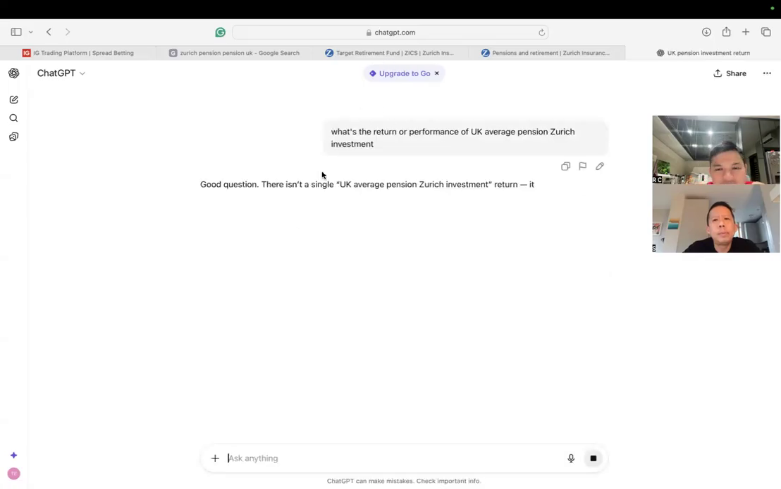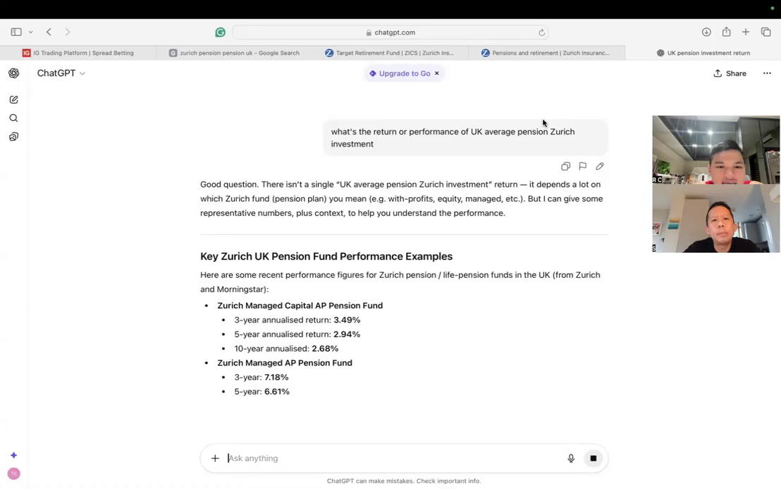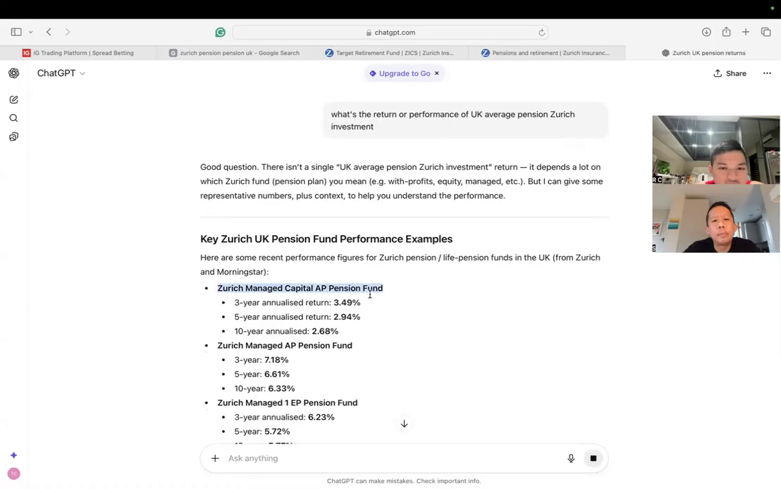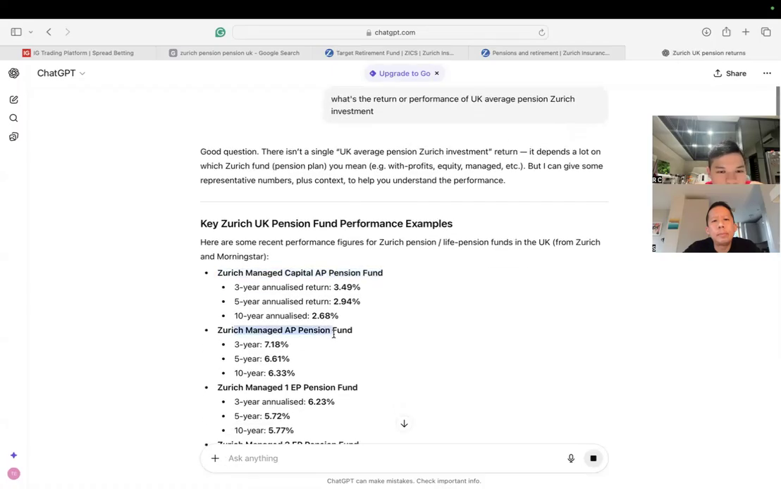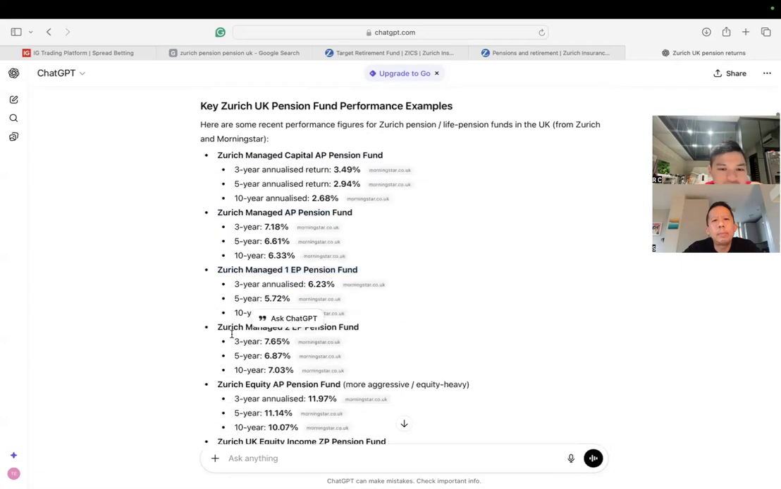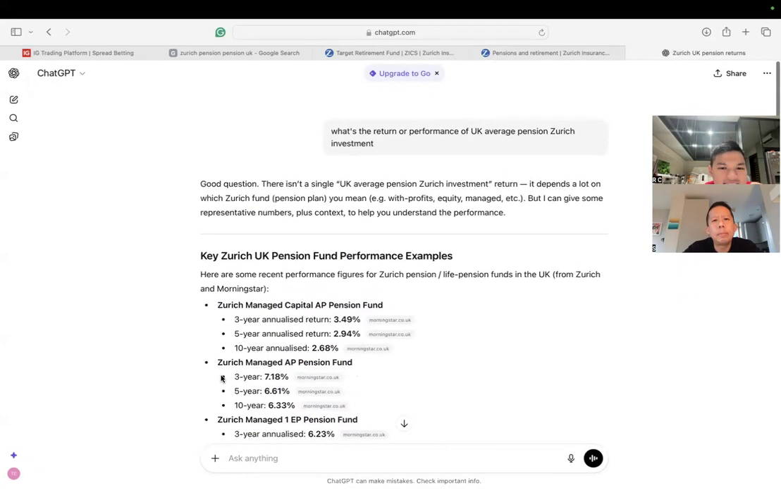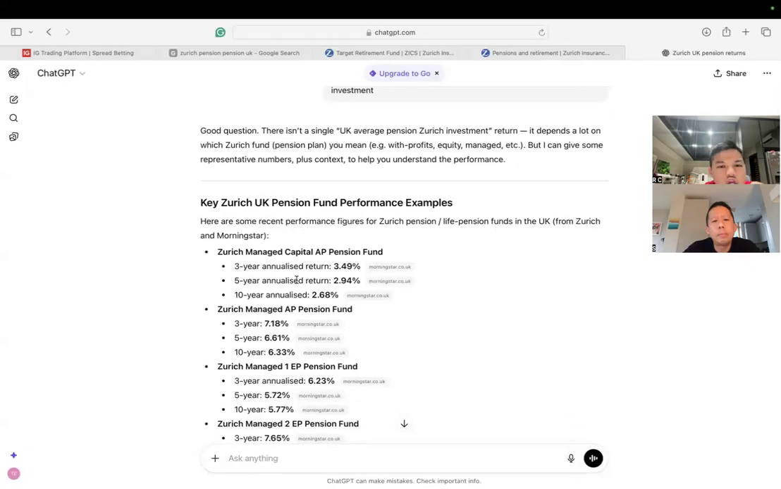They usually have a standard one. You can see the Zurich Managed Capital Pension Fund, Managed Pension Fund, and others, and it depends on which one. Usually it's around 2% to 5% on average over 10 years. So you will not see your money grow big time. You won't put 10K into your pension today and get to 20K next year, or even 10 years later.